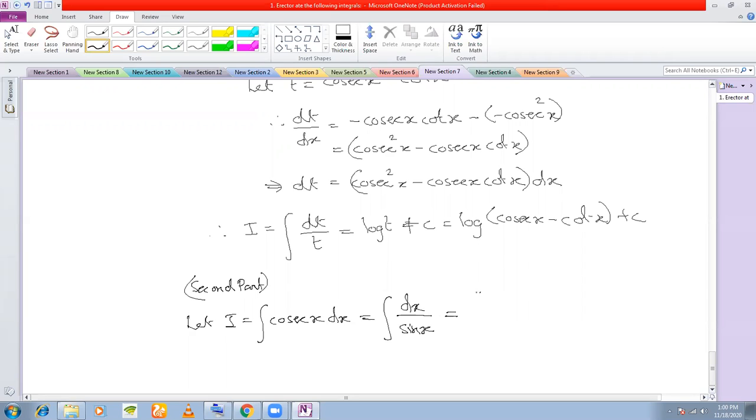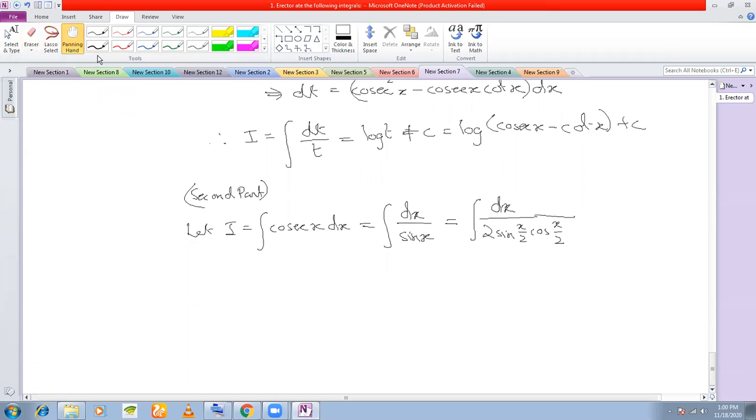So now you can break it by the multiple angle formula. You can write sine x as 2 sine x by 2 cos x by 2. Now what you do here is you try to bring a tan in the denominator. How will I bring tan in the denominator?